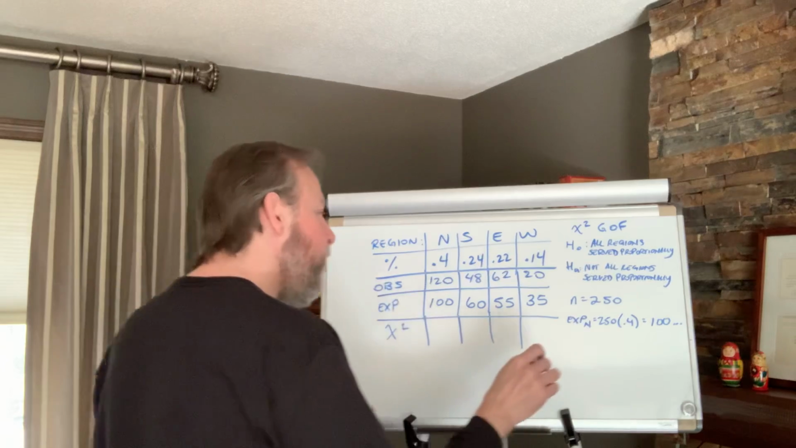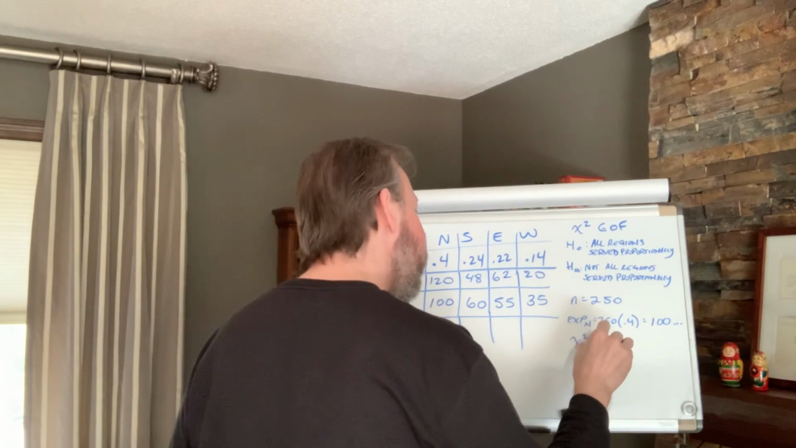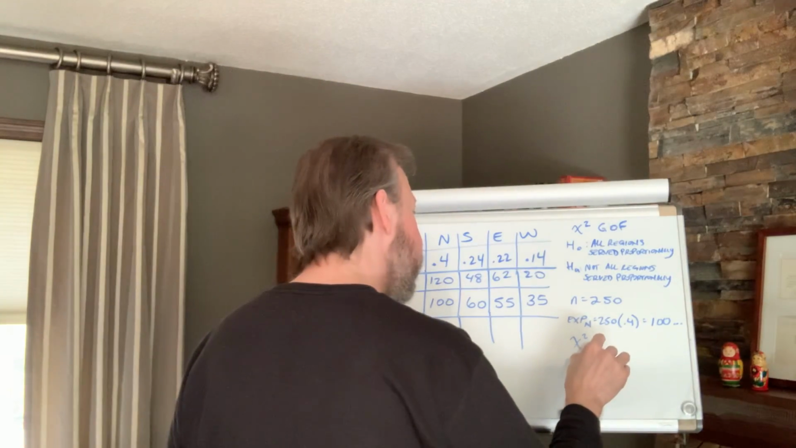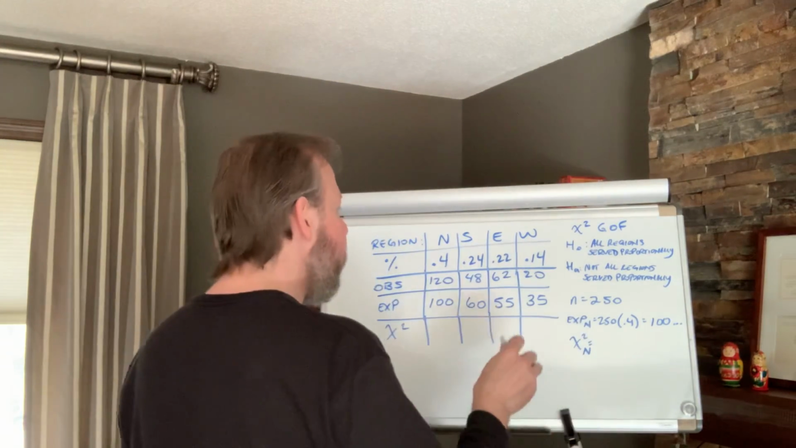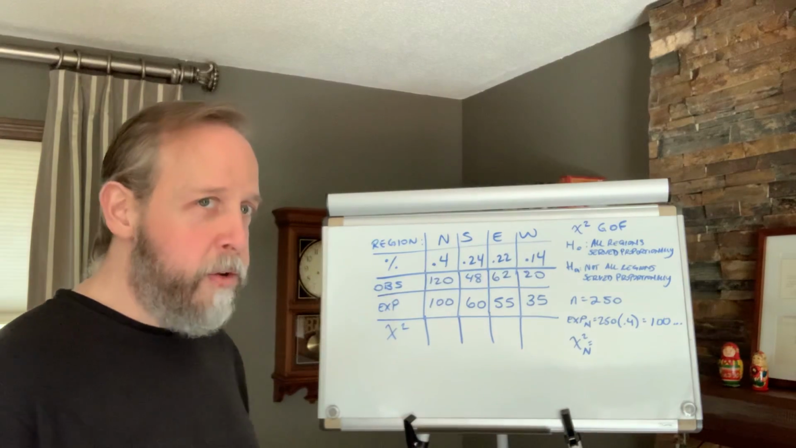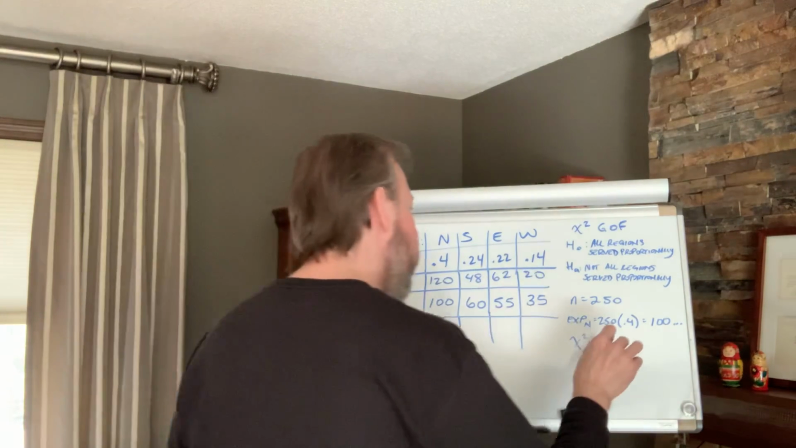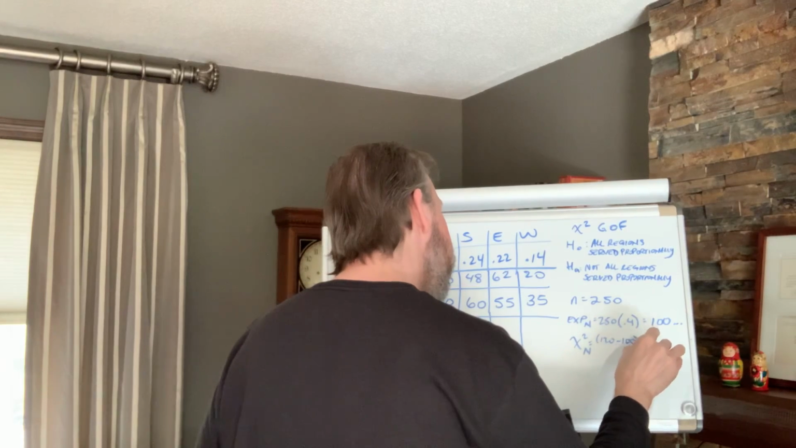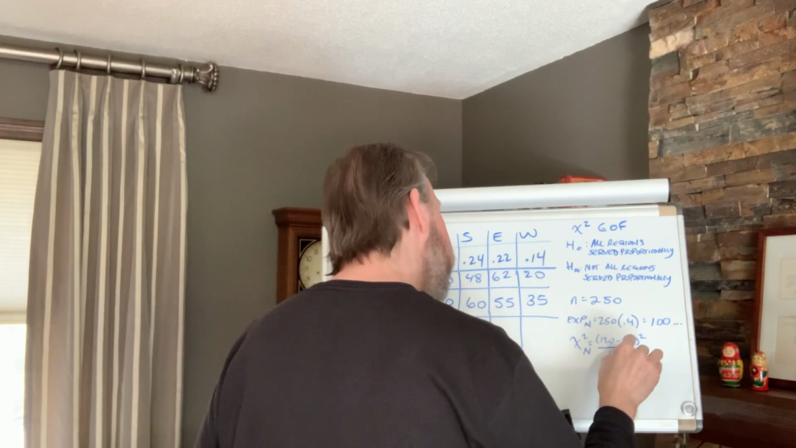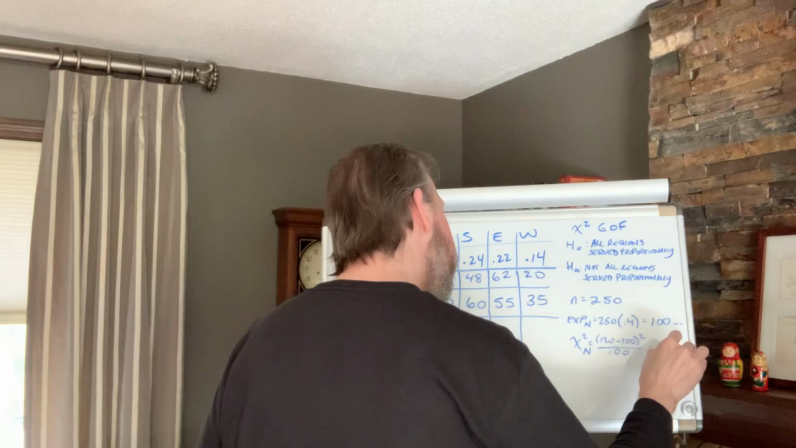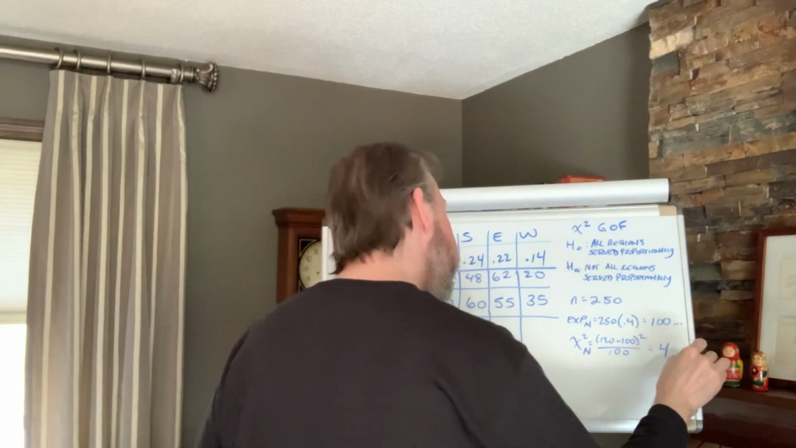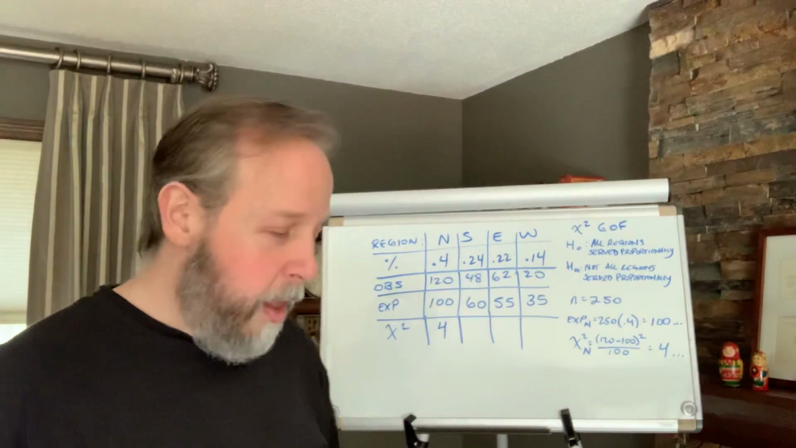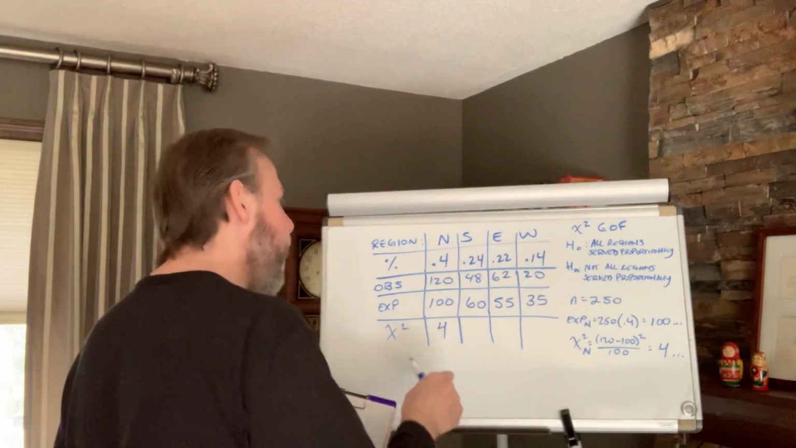Now, the chi-square value for each cell is the same equation every time we do a chi-square value. So we'll just example the north. It's observed minus expected squared over expected. So it's 120 minus 100 squared divided by 100, and that's 4. So my first chi-square value is 4. And we move on.